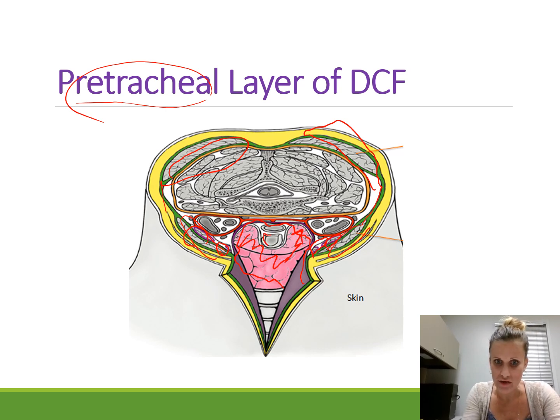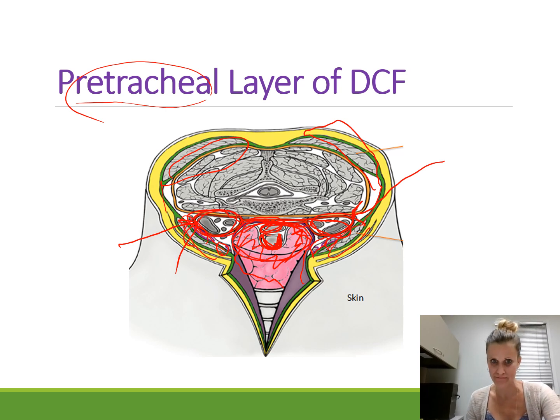The trachea, which remember has these C-shaped cartilages. And then behind that is the esophagus. Oh, also the carotid sheaths. Sorry, in red here you can see the carotid sheaths on either side. So you can see how this layer is continuous over here on the sides with the carotid sheaths.